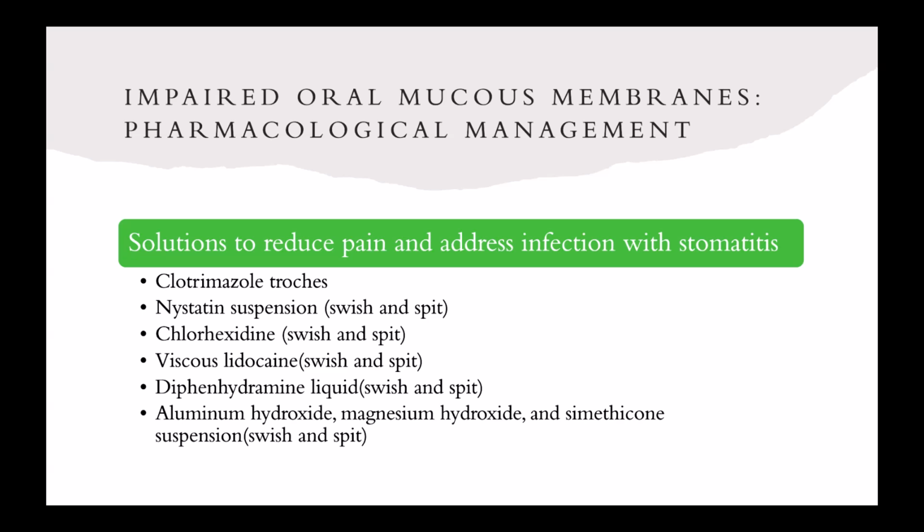Viscous lidocaine, this swish and spit solution, is often used to reduce pain inside the mouth. Patients who develop impaired oral mucous membranes are at risk of poor nutrition because their oral intake goes down related to pain. So we can use viscous lidocaine to reduce that pain. You do need to be really cautious though when you are numbing the inside of someone's mouth. You need to monitor closely what they're eating. If they have impaired oral mucous membranes, you want them to avoid things that are really hot, regardless, because they are painful.